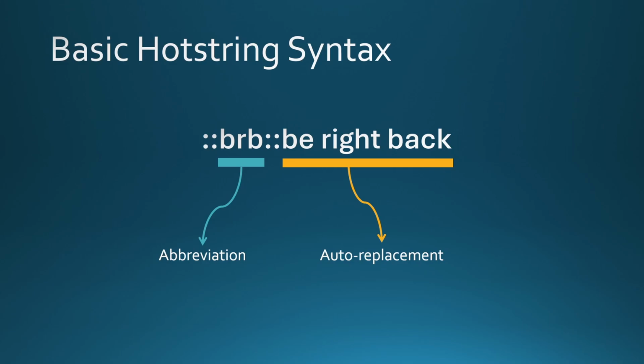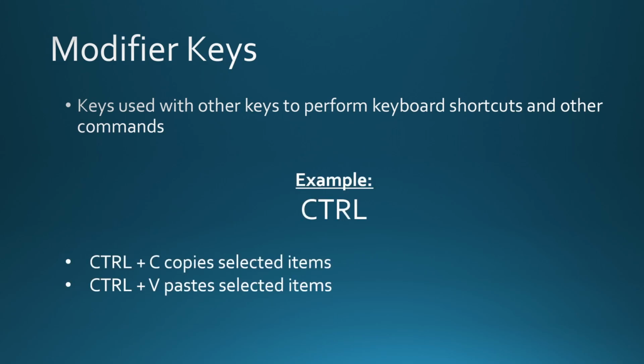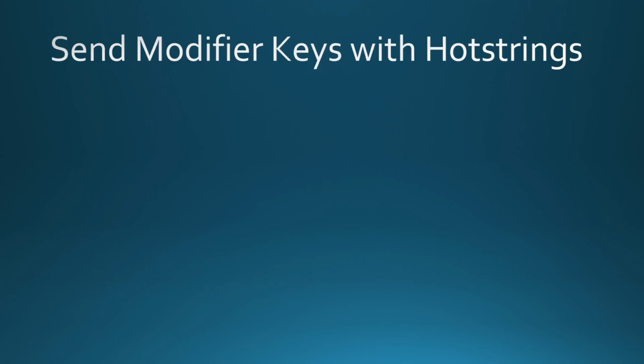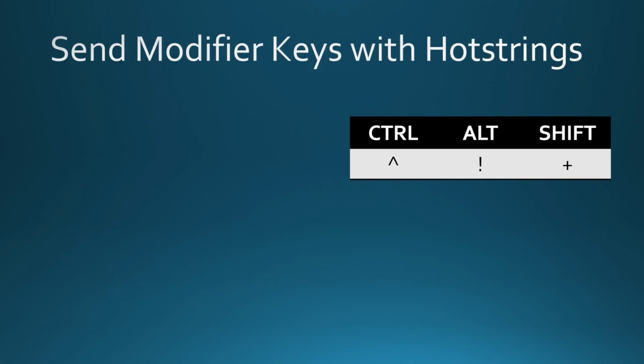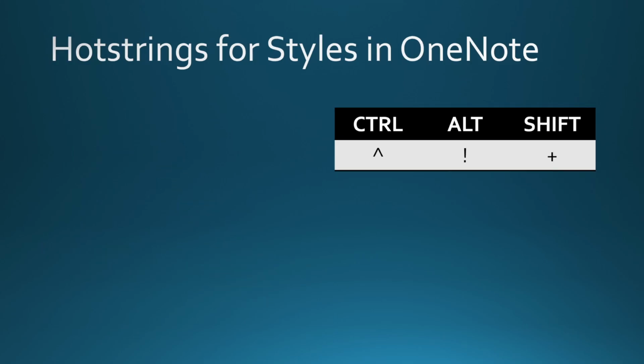We can also do more with hot strings than just simply send text. Another thing we can do is send modifier keys. Modifier keys are keys that are used with other keys to perform keyboard shortcuts and other commands. A common example of that is the control key. So using Control-C and Control-V copies and pastes selected items. Now, to send modifier keys as part of our hot strings, all we have to do is use these special characters defined here. Here's an example. In this case, we're defining a hot string where our abbreviation would be /find, and the auto replacement portion would send Control-F.